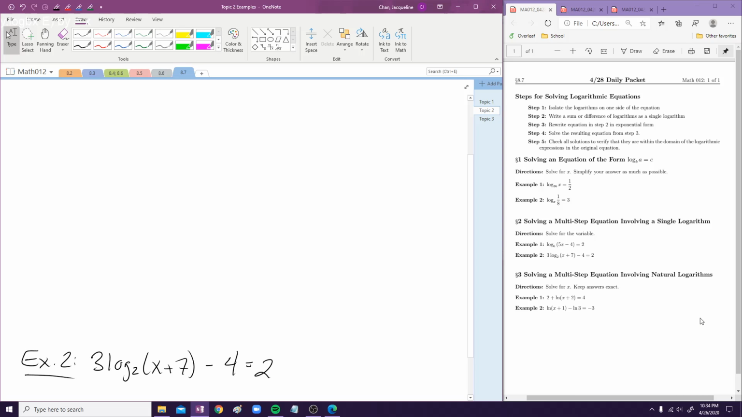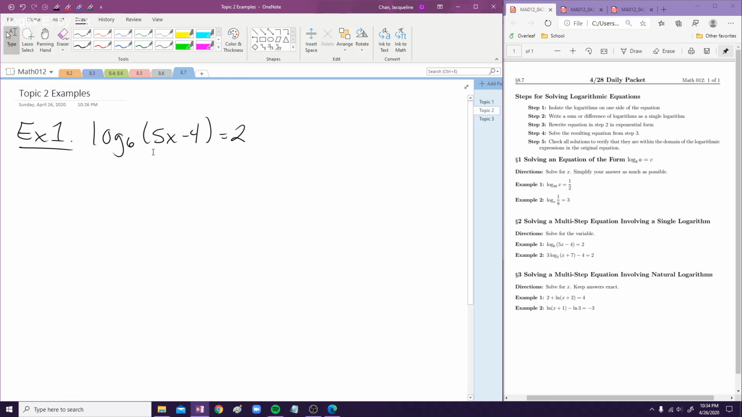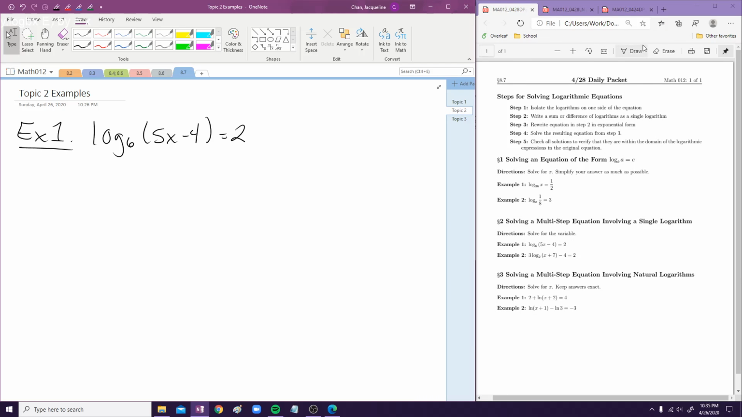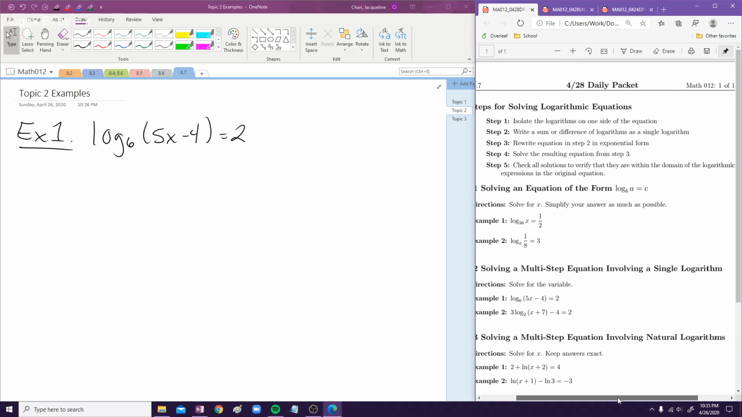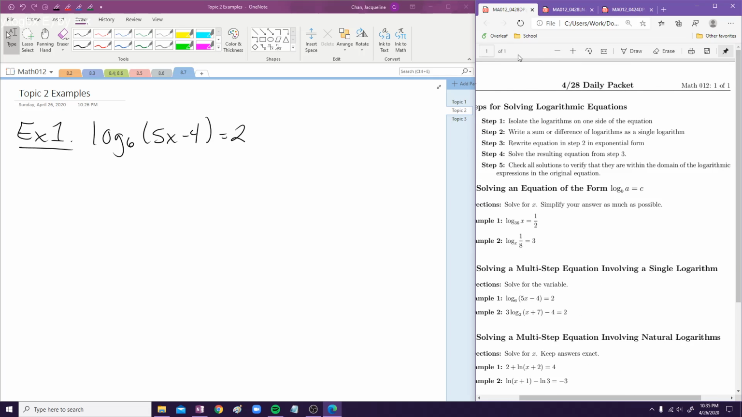Welcome back. So now let's go on to topic 2, which we're going to solve multi-step equations involving a single logarithm. So let's jump to example 1, and I'm going to be using the steps to the right. So maybe I'll make it a little bigger, easier for us to see. I think it's more important to see all the words in the steps.